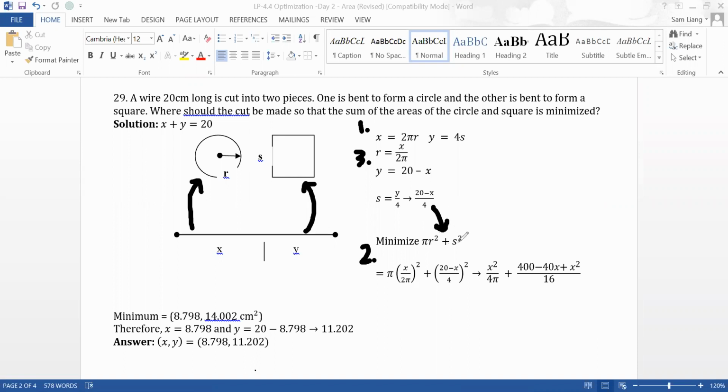So we have pi r squared plus s squared. Now r, as we see here, is x divided by 2 pi. And then for s, we have (20 minus x) over 4. We're going to square both of these, and this is the equation that you're going to plug into your calculator. You could also solve this using negative b over 2a, but the numbers involve 4 pi, so I would recommend using a graphing calculator. I'll show you Desmos in a sec, but I'll give you time to copy this first, and then I'll go to Desmos to graph this function.